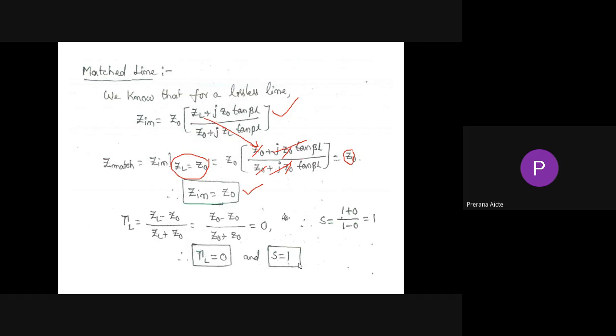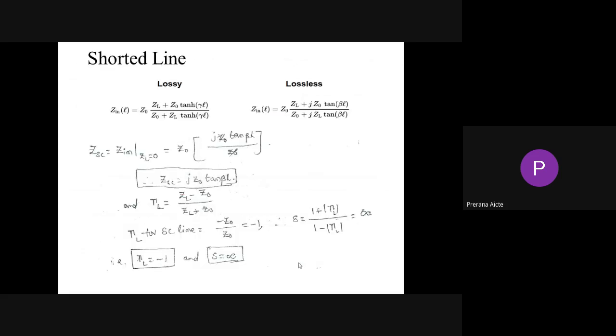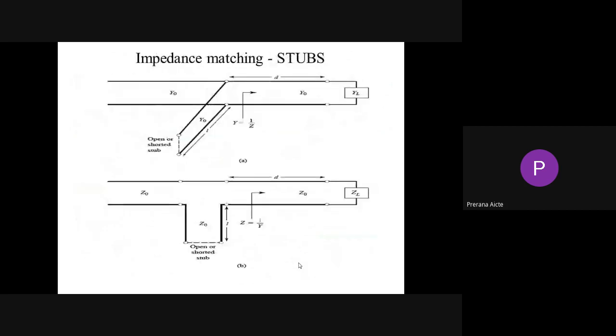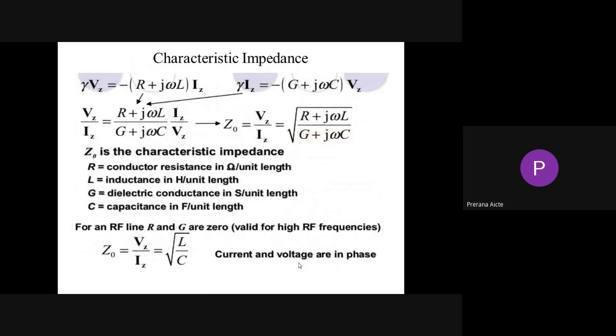So I can conclude today's topics. First, the characteristic impedance Z naught is the square root of R plus j omega L divided by G plus j omega C. Now for a lossless transmission line, for high frequency transmission lines, R is equal to G is equal to 0. Therefore, the characteristic impedance Z naught is equal to the square root of L by C.